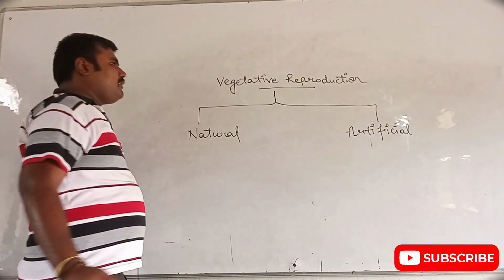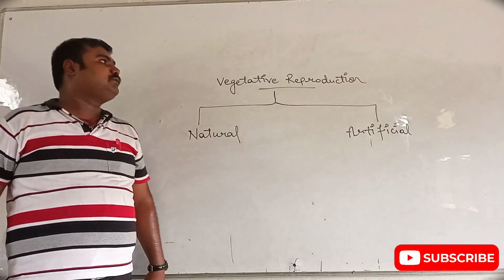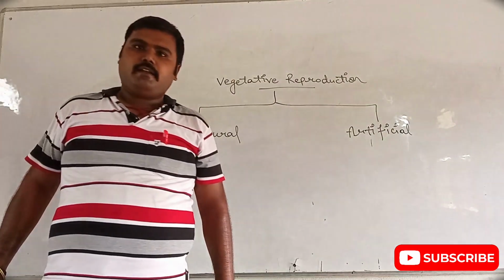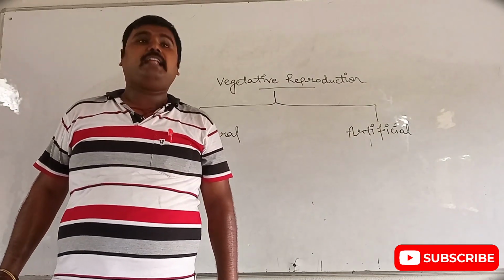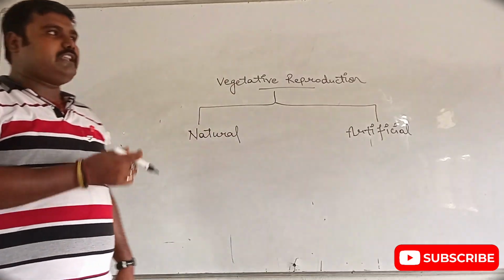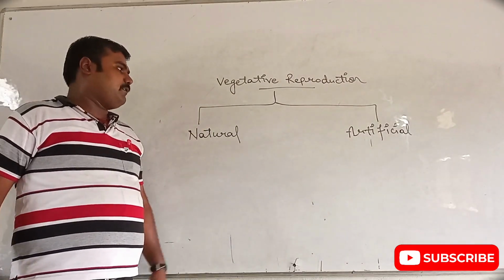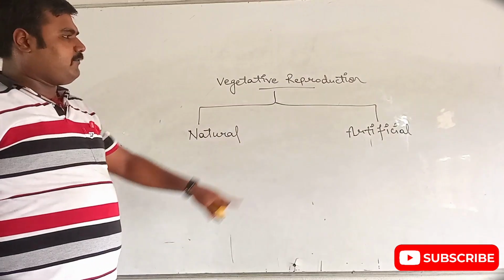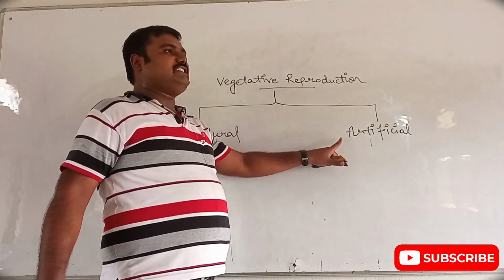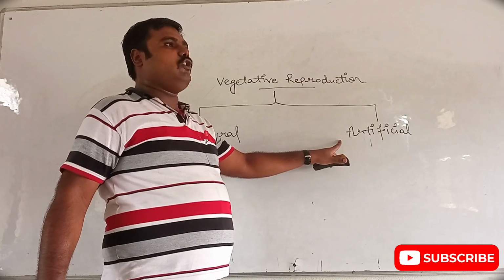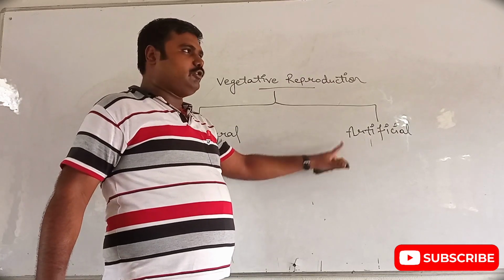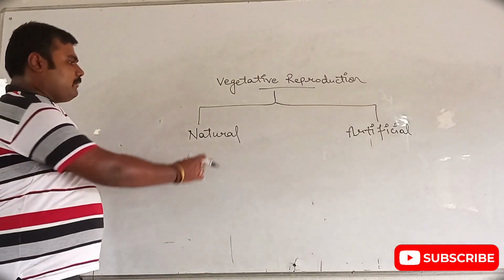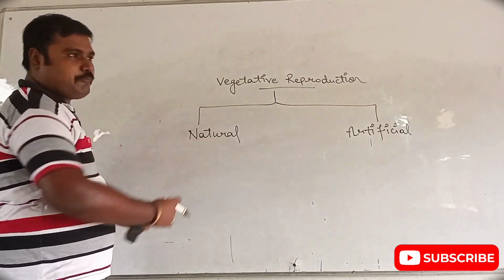In our natural methods, we have several methods for vegetative reproduction, such as cutting, layering, grafting, gutting and inarching. We will discuss each and every type of natural vegetative reproduction. And in artificial reproduction, for vegetative reproduction, we have only one, micropropagation. So later we will discuss micropropagation. Firstly, we will discuss natural vegetative reproduction.